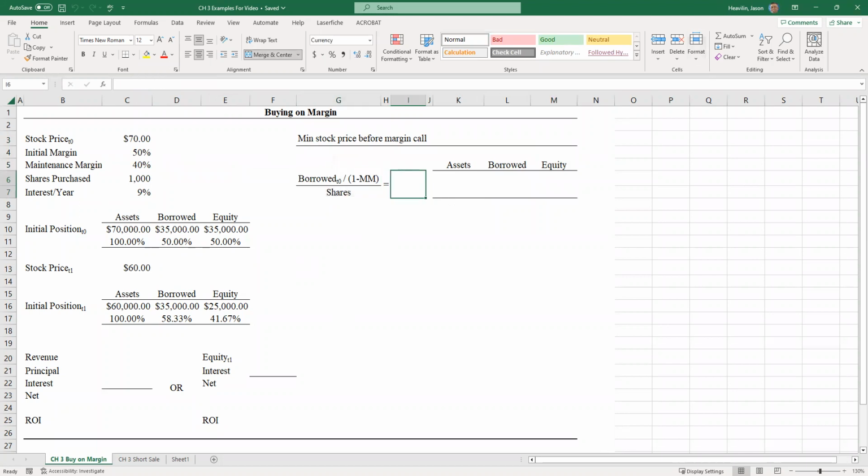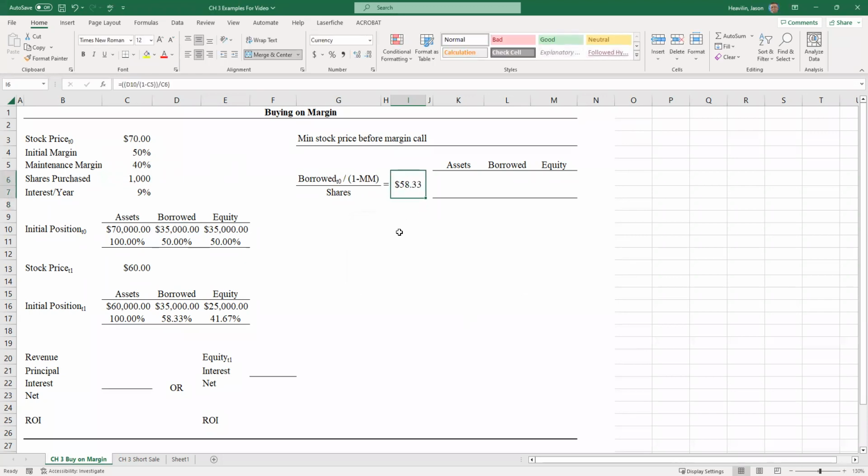So what we do is we just follow the formula. We take the amount borrowed, which is 35,000. Then we follow that 1 minus maintenance margin. Now I'm adding the extra parenthesis here because if you see the formula, you have to do the top part first by itself before dividing by the shares. So we need to isolate that piece. And then we take all of that and we divide it by the amount of shares.